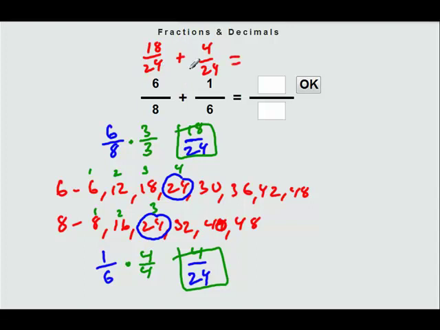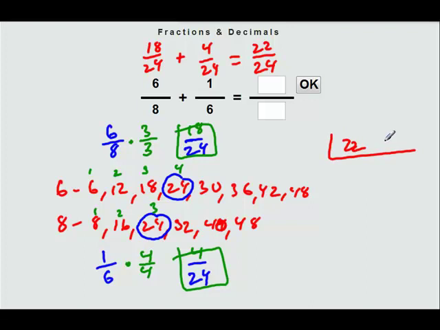The reason why we have to have common denominators is the denominator stays the same, 24. Now we have to add 18 plus 4. 18 plus 4 is going to be 22. So now we have a fraction of 22/24. There's one problem with this. Both of these numbers are even, and it lets me know that this can be simplified. So let's try that on the ladder.